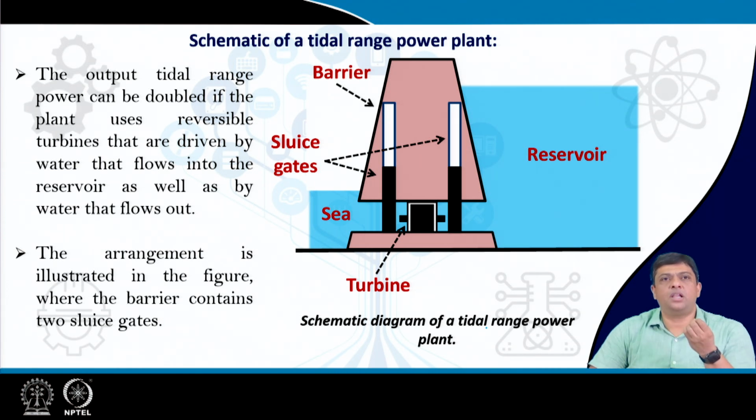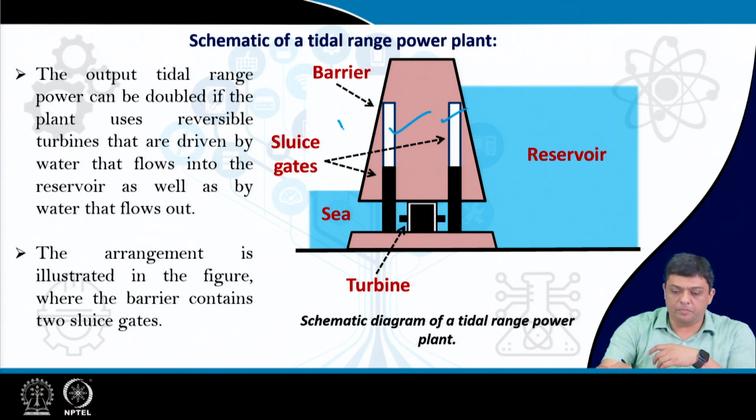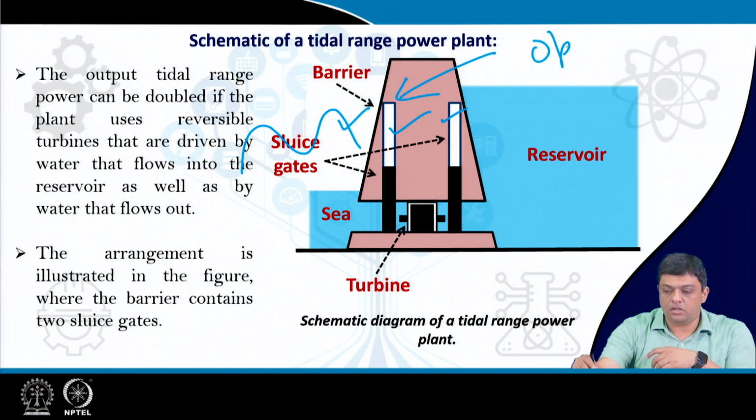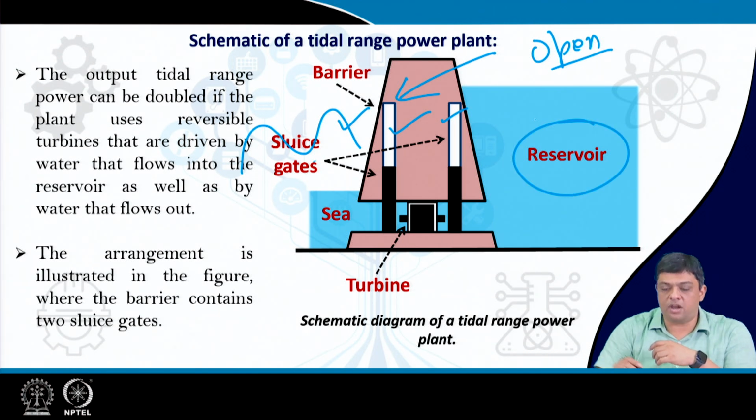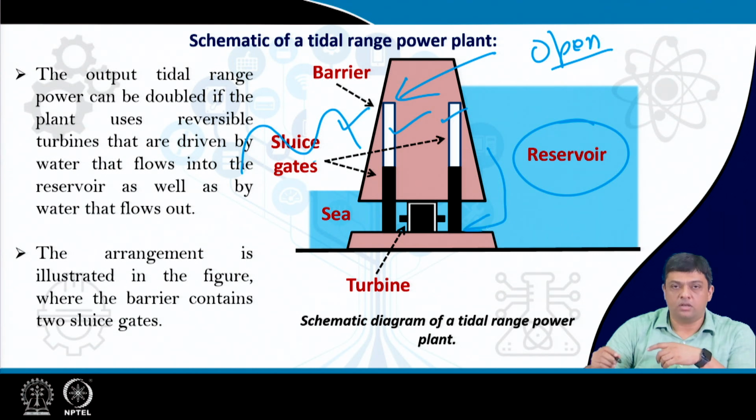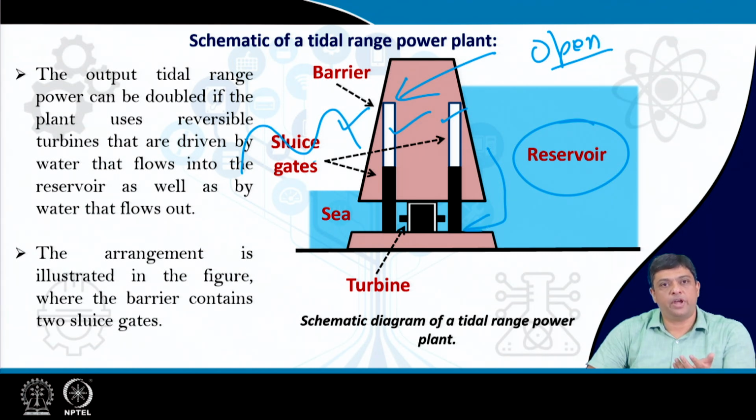This is a typical schematic of a tidal range power plant. What you have? You have the sluice gates, you have the barrier. When the tides are high, you will open these sluice gates, then the water will be filled in the reservoir. When the condition of low tides is obtained, the water flows down through the turbines and back into the sea or ocean.